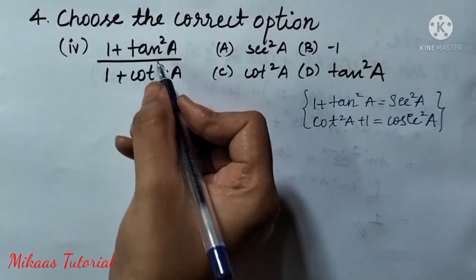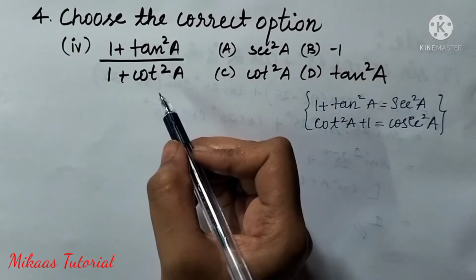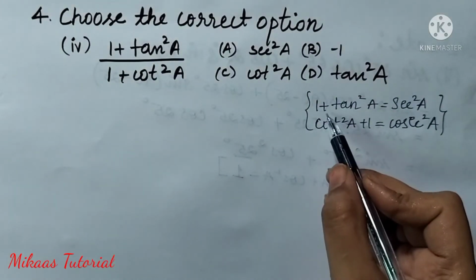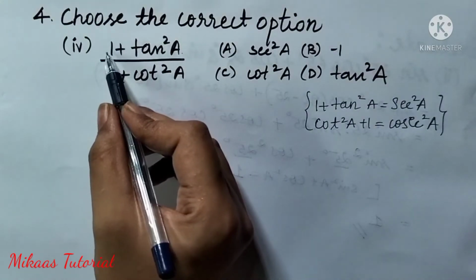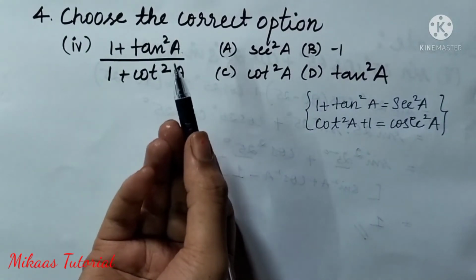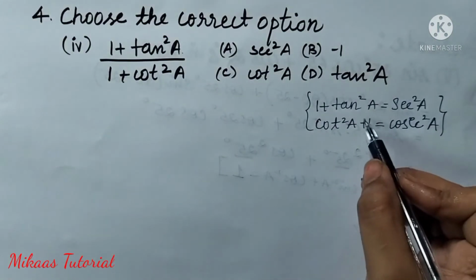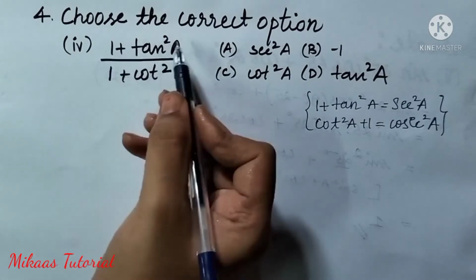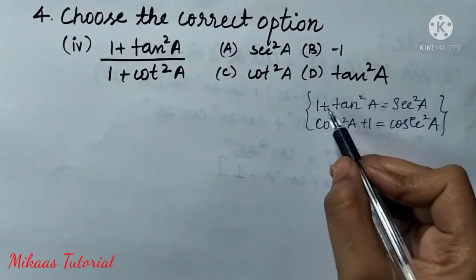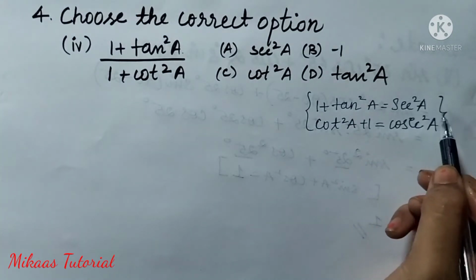So the question is 1 plus tan square a divided by 1 plus cot square a. So we will take this as 1 plus tan square a is given. So this 1 we have to convert into some other form, so that only we can calculate and start the further steps. I know that here we need some other tan values so that we can cancel the tan. So here I have one formula: 1 plus tan square a is equal to secant square a.